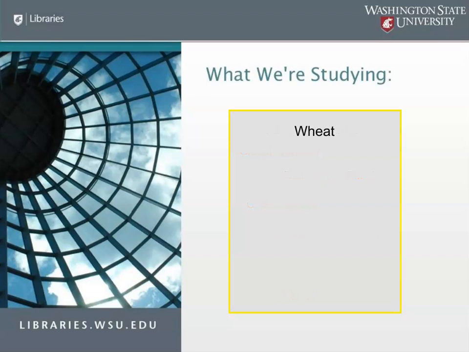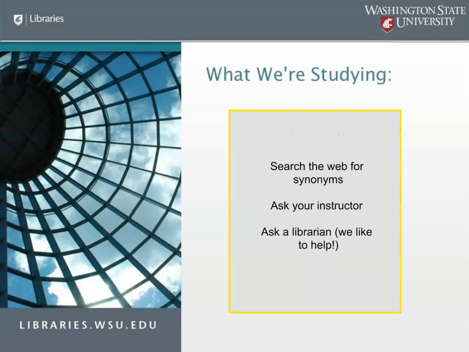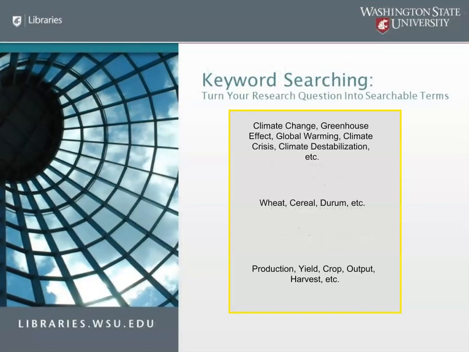The second term is wheat. When we're looking for some possible synonyms, perhaps we could use cereal or a specific type of wheat name, maybe durum. And finally, our last keyword is production. And some synonyms for that could be yield or crop or harvest or output or more. It never hurts to do a web search for synonyms or similar concepts. You can also talk to your peers, instructor, or a librarian regarding how they may frame a concept. So now we have our main idea broken down into many keywords with all their synonyms.